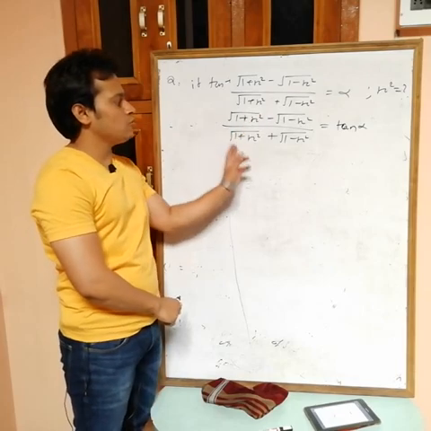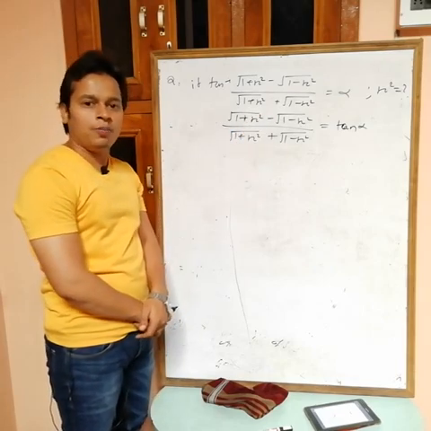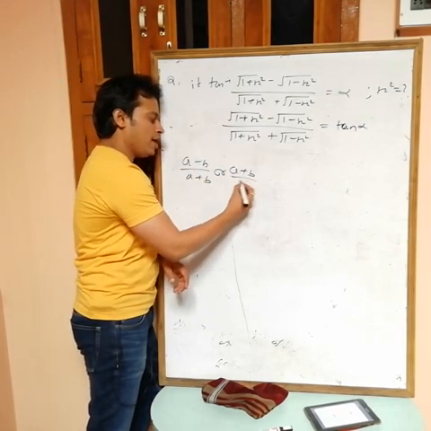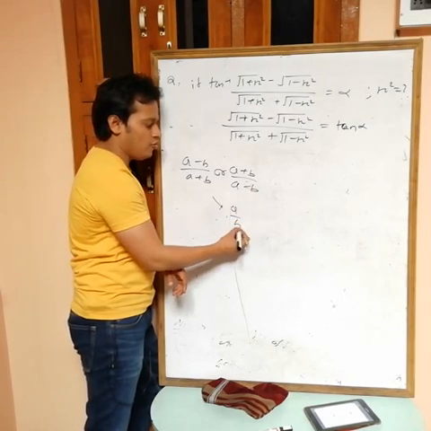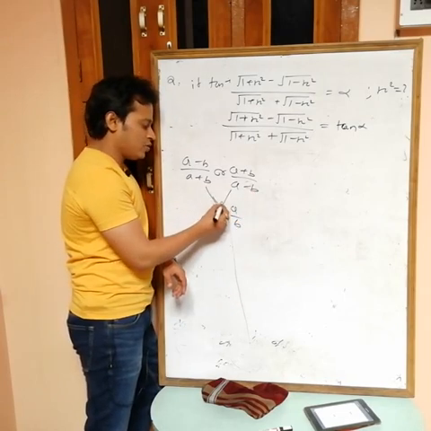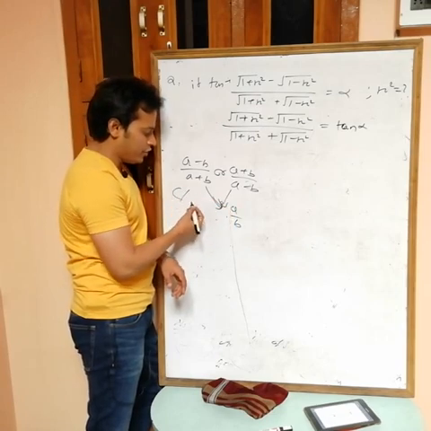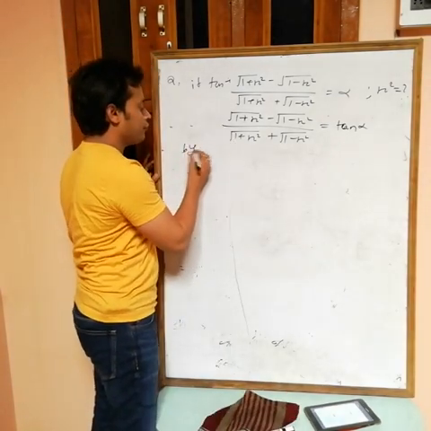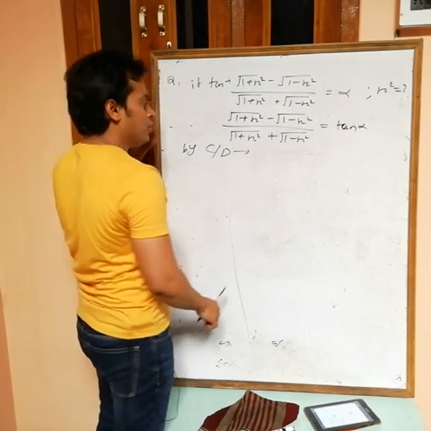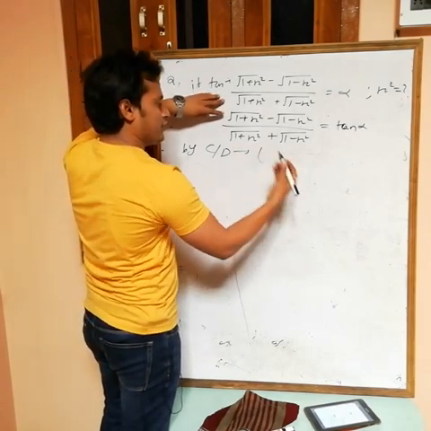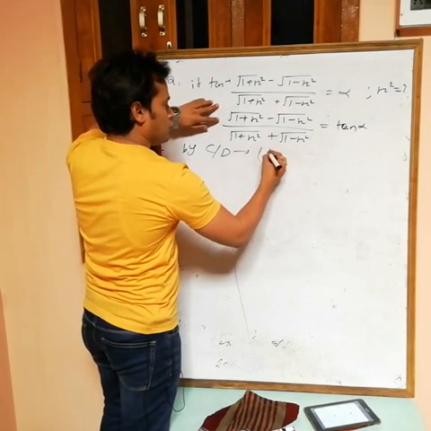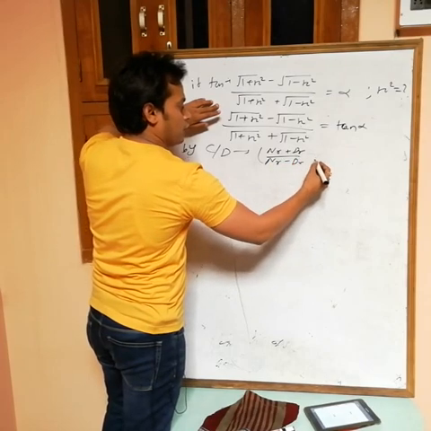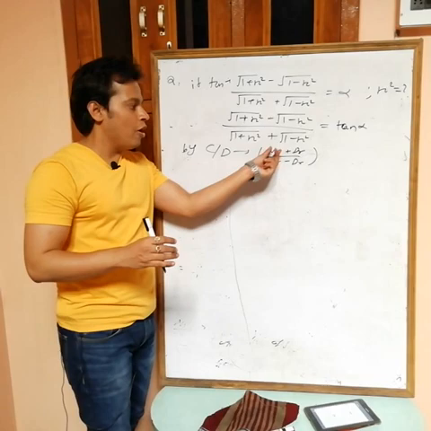Actually this is like a minus b by a plus b. Anytime you have a minus b by a plus b, or a plus b by a minus b, you can convert this in terms of a by b. To convert this in terms of a by b, use componendo and dividendo. What is the meaning of this? That is simple. See, numerator plus denominator by numerator minus denominator, on both sides.